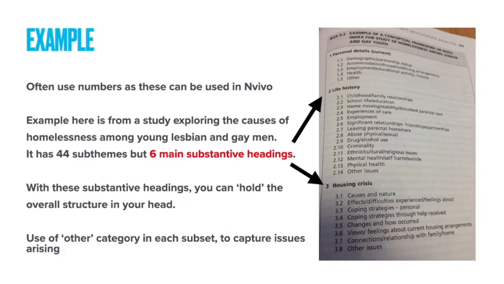You don't want too many of these substantive headings. You want to be able to hold that structure in your head. So if, some people might have 200 codes, you cannot hold that in your head. You can hold these main ones. You might not remember all 44, but you can certainly remember 6. They've also used other, and I'm assuming they used it very wisely and not just thrown a lot of stuff into these categories.